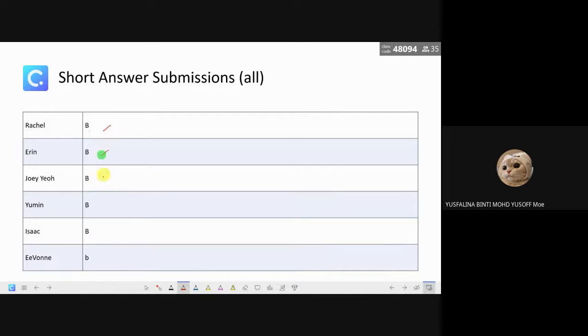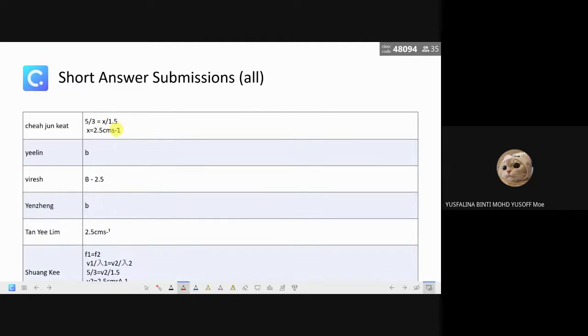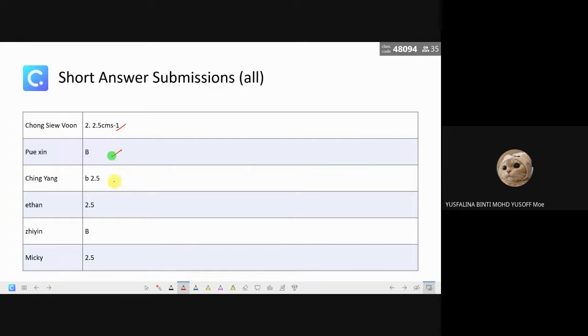Very good. Very good, Junket, you showed the calculation. Very good, Sean K. Is it 2 or 2.5? The answer is 2.5.